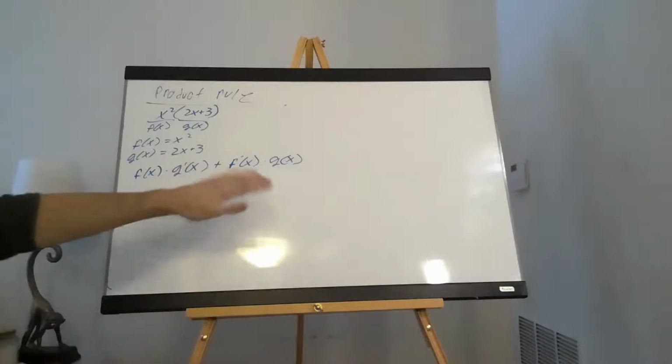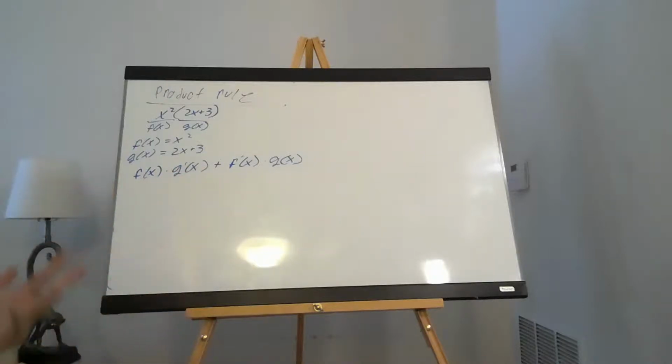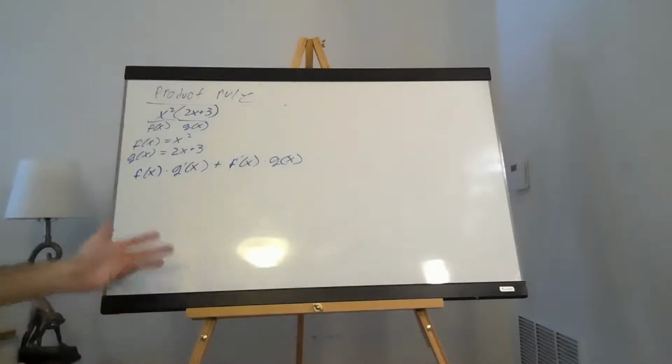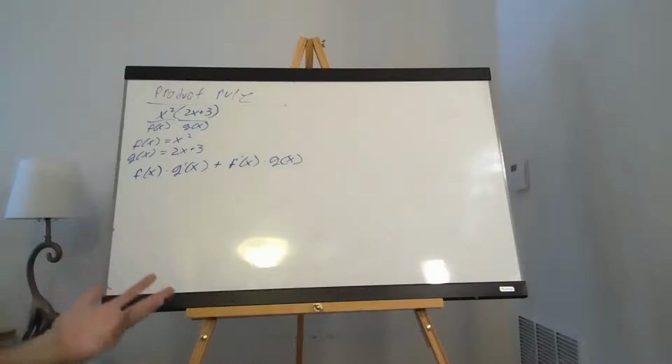So this right here is called the product rule. Basically what it says is if we have two terms that are being multiplied together and we want to take the derivative, then we will take the first term. I'm going to use f of x and g of x just for the sake of simplicity. If you don't understand it, then I'll find a different way to explain it.